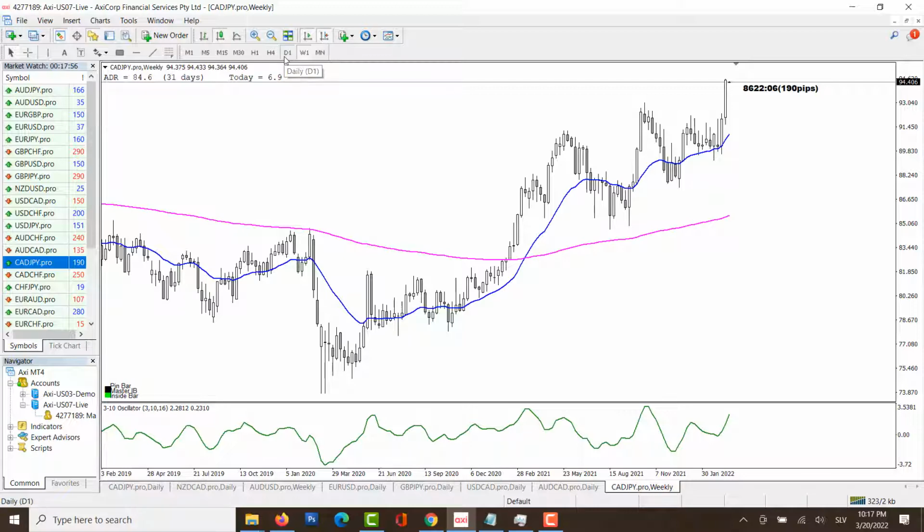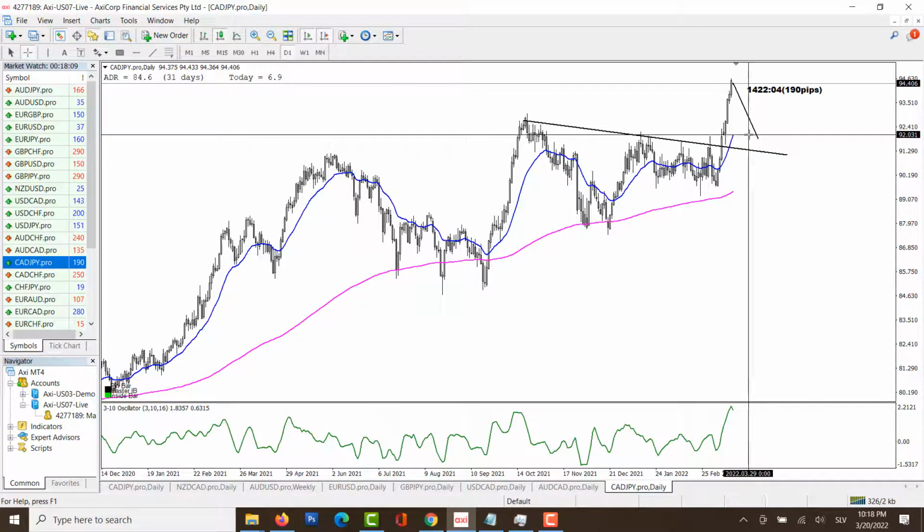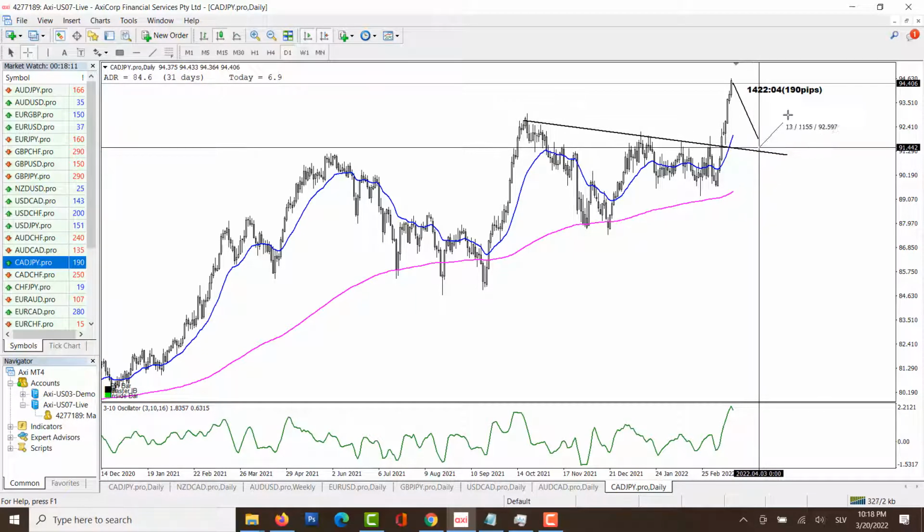CAD yen, pretty much the same as Aussie yen, pushing. What I'm personally waiting for is a retracement. It's a very nice trend line. If price retraces back to this area, this could be a powerful buying level.